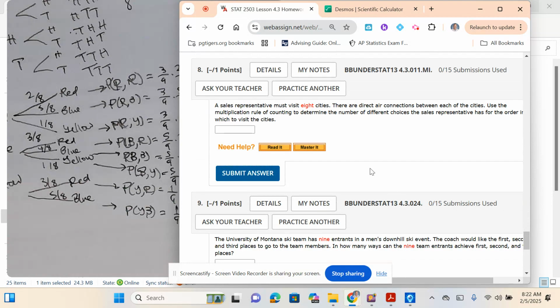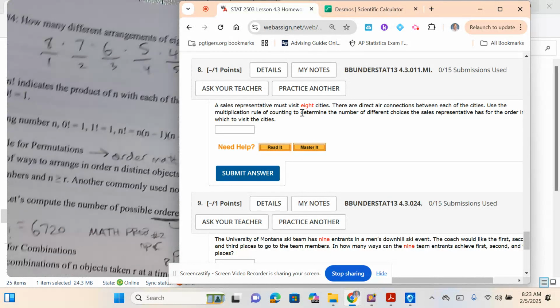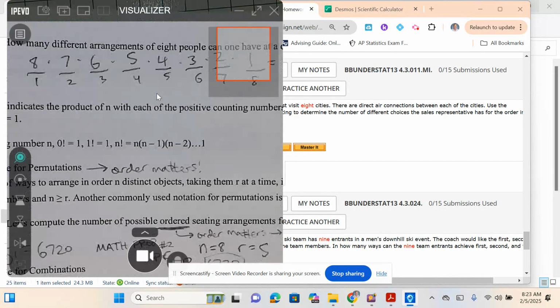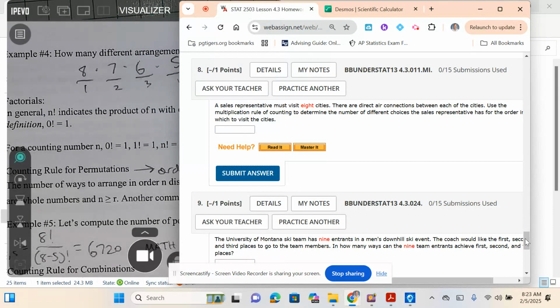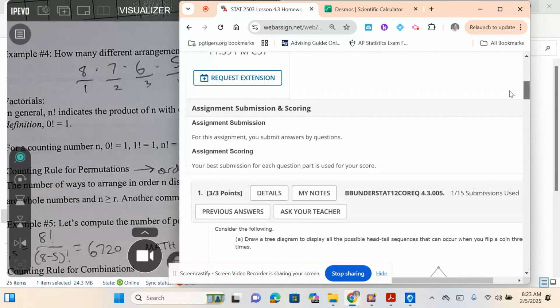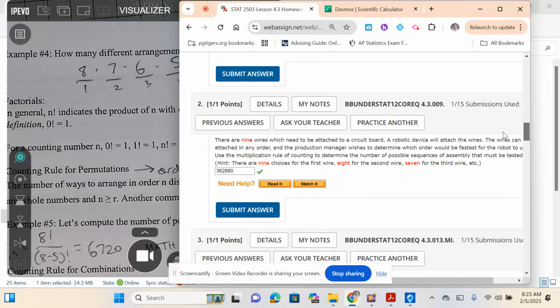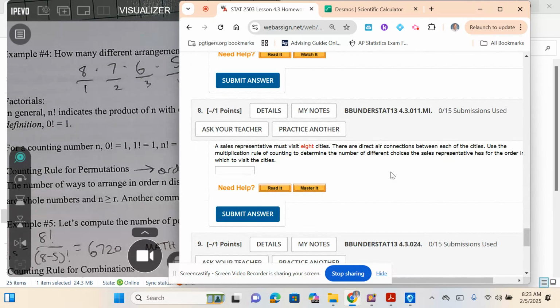A sales representative must visit 8 cities. There's direct air connections between each of the cities. Use the multiplication rule of counting. We've already encountered this. So if we look at the multiplication rule of counting, we did that on number one of these previously. Okay, number 2, the multiplication rule of counting, and there's 8 possible cities that they could go to.